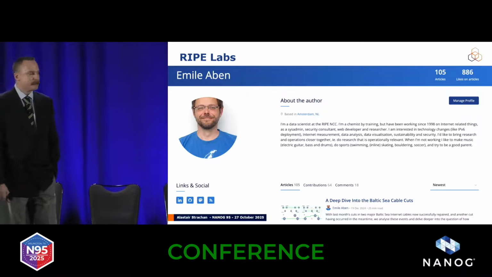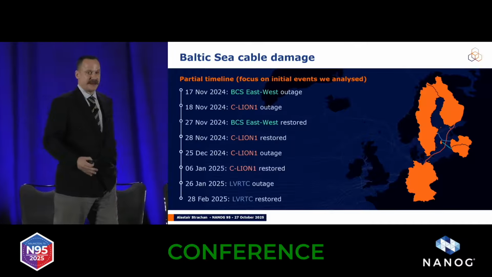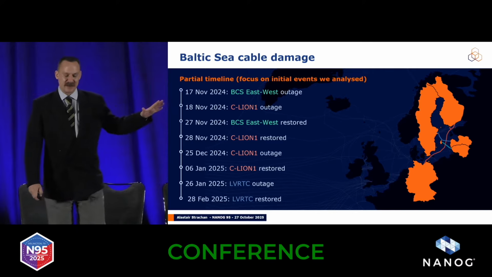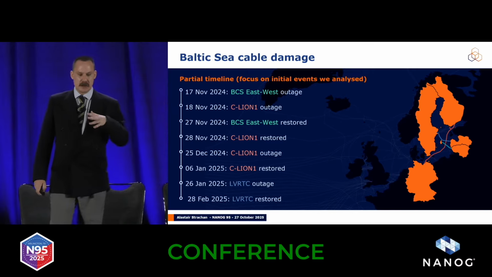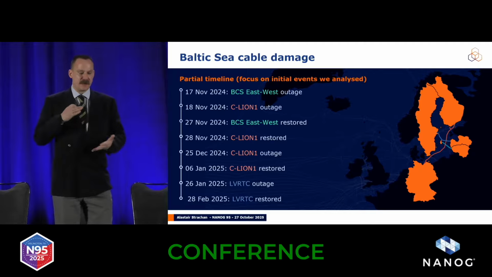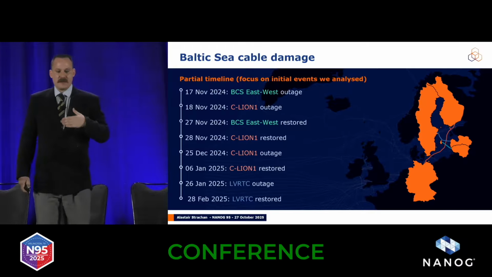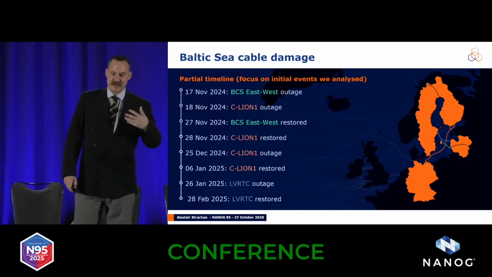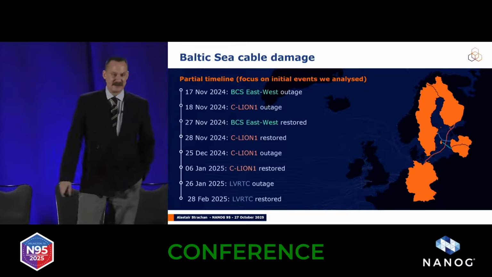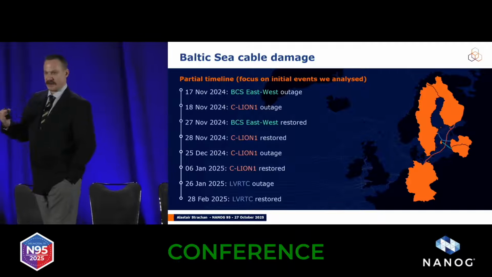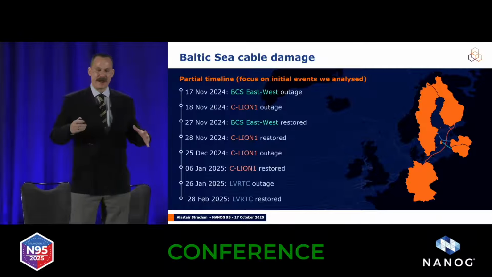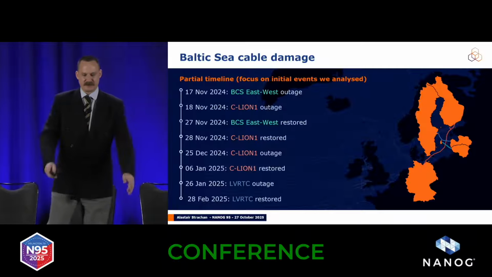The cable damage we're looking at today was towards the end of last year. This slide gives an overview of the timeline. Between November and February 2024-25, there were a number of cable outages in the Baltic Sea. We saw the BSC East-West, the C-LION1 and the LVRTC. This presentation goes through what we saw at the RIPE NCC when this damage happened: how the internet actually routed around it, where it went and how it did this.